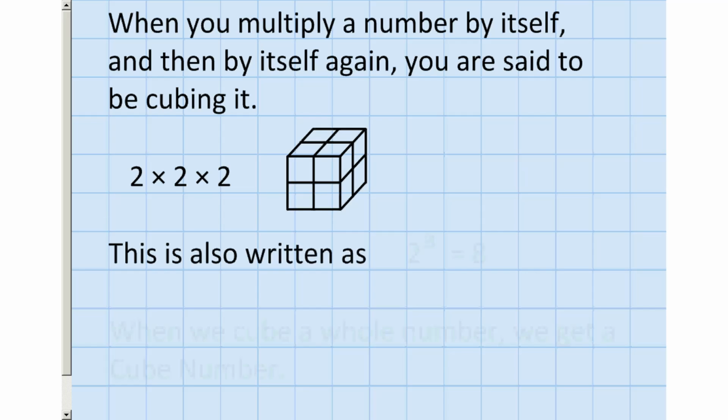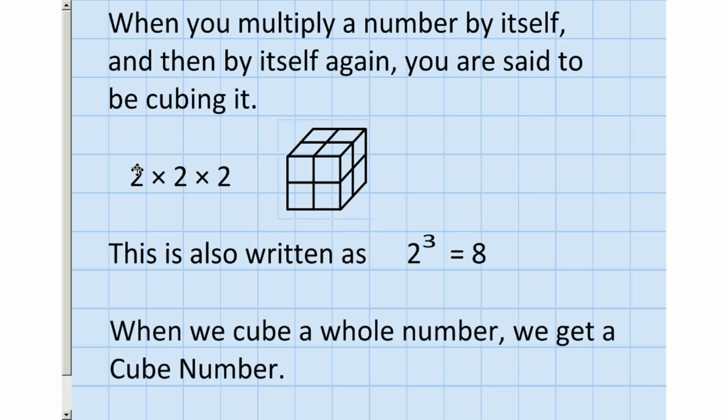This is also written, you don't have to write it 2 times 2 times 2. The short way to write it is 2 with a little 3. So like I say, it's very similar to square, but instead of a 2, it's 3. And 2 times 2 times 2 is 8. And if you look at the cube, you can see there's 8 little cubes in there. 4 on the top and 4 on the bottom.